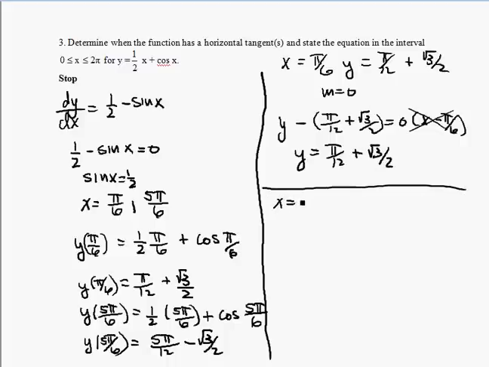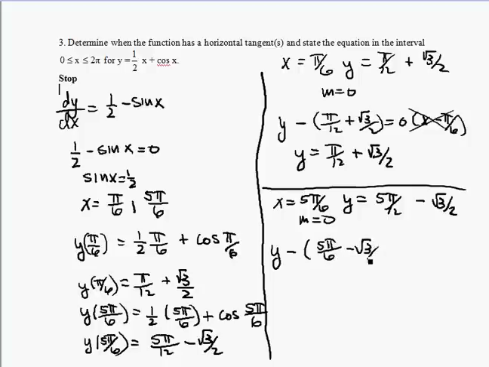Likewise, when x is 5 pi over 6, our y value is 5 pi over 12 minus radical 3 over 2. Our slope value is still 0 because we're dealing with horizontal tangents. So we get y minus the quantity 5 pi over 12 minus radical 3 over 2 equals 0 times x minus 5 pi over 6. This goes away, move that over, and there's the equation of your horizontal tangent.